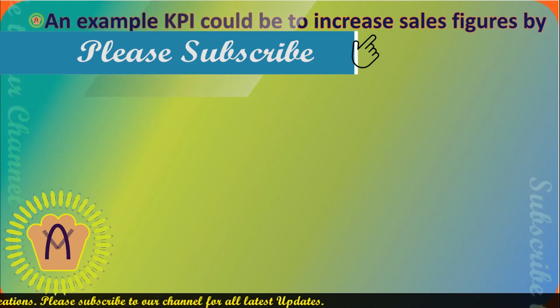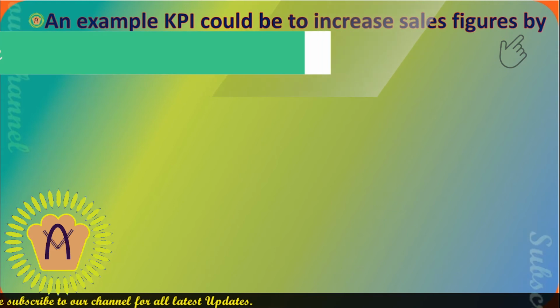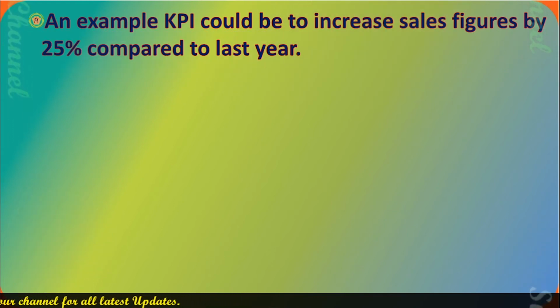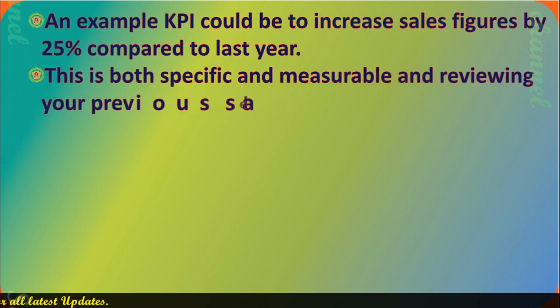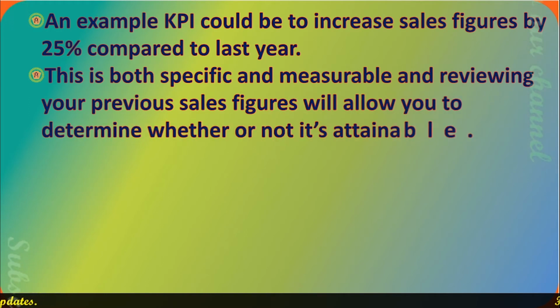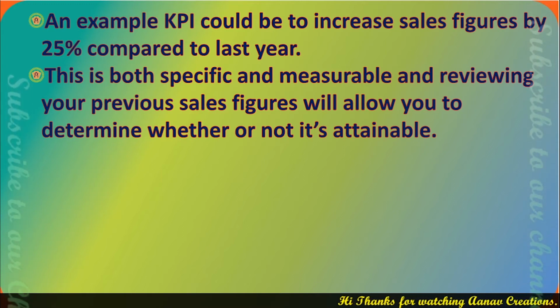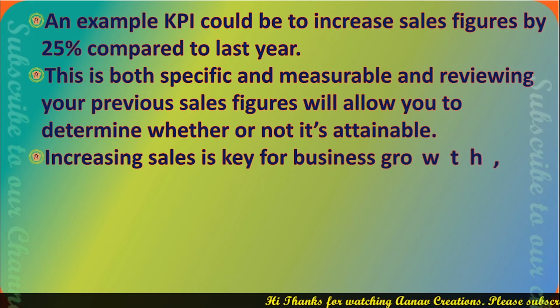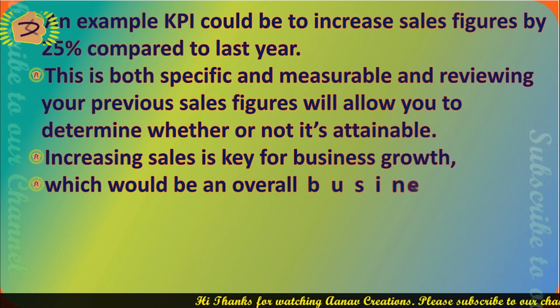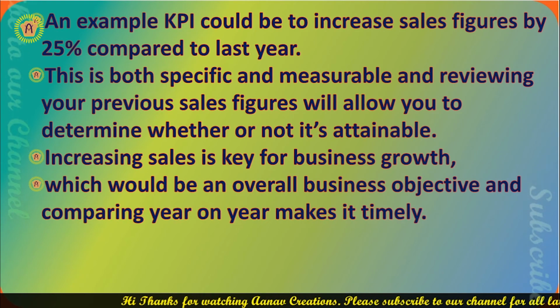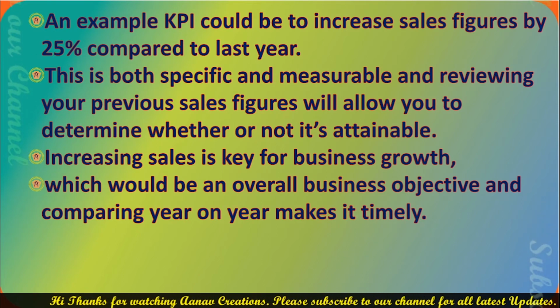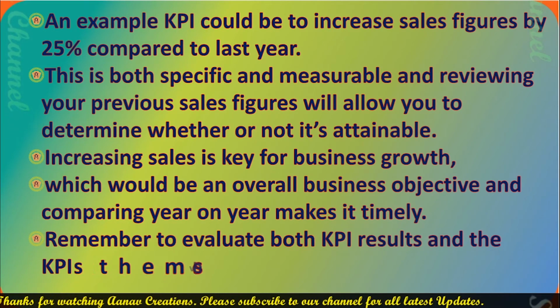An example KPI could be to increase sales figures by 25% compared to last year. This is both specific and measurable, and reviewing your previous sales figures will allow you to determine whether or not it's attainable. Increasing sales is the key for business growth, which would be an overall business objective, and comparing year on year makes it timely.